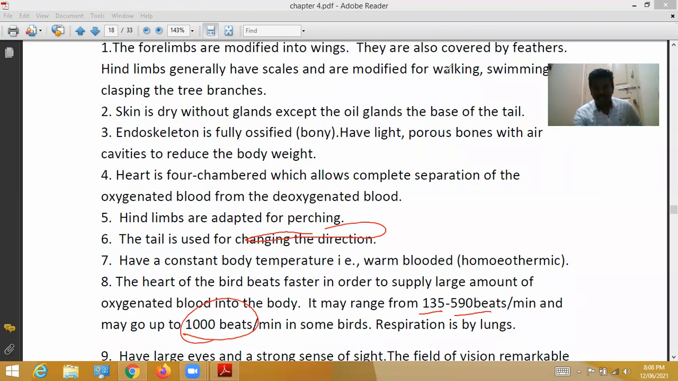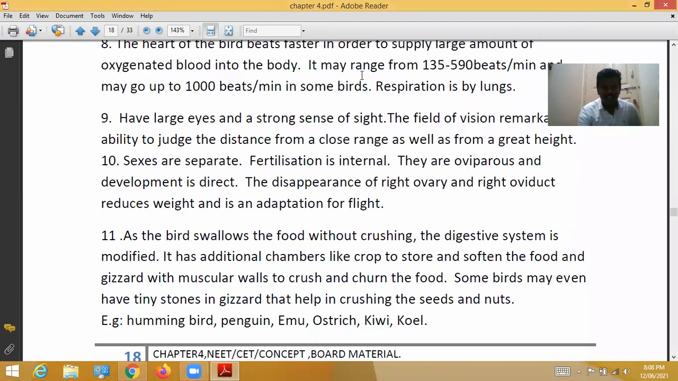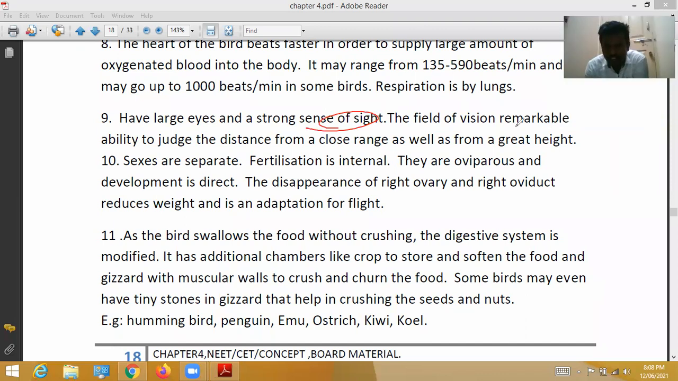Next, generally in the birds, respiration occurs by lungs. That kind of respiration is called pulmonary respiration. They have large eyes and a strong sense of sight. The field of vision is remarkable, with the ability to judge distance from close range as well as from a great height. So they can view objects very perfectly, from near to distant.